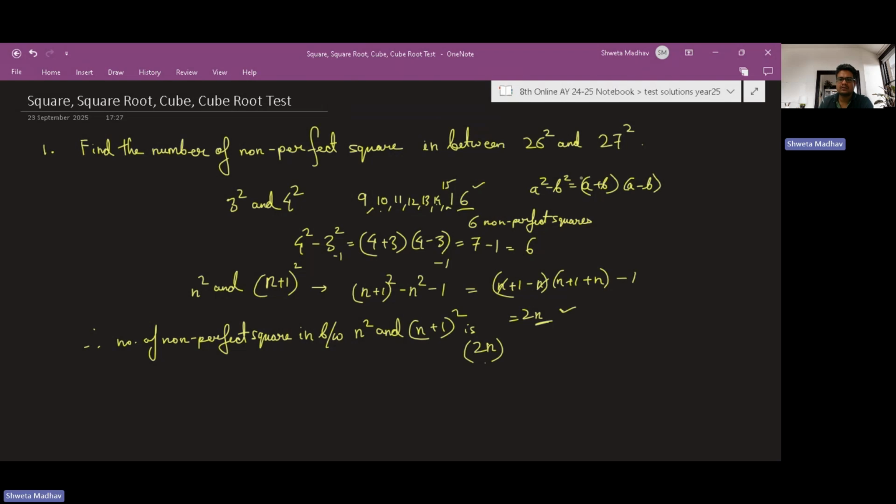So here we have been asked to find the number of non-perfect squares in between 26 square and 27 square. Therefore the answer will be 26 into 2, which is 52. So there are 52 non-perfect squares. 52 is the answer.